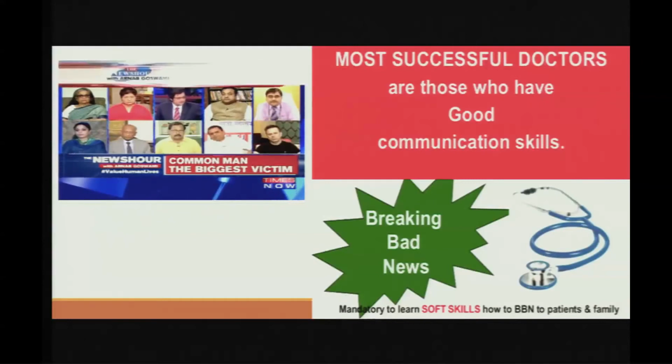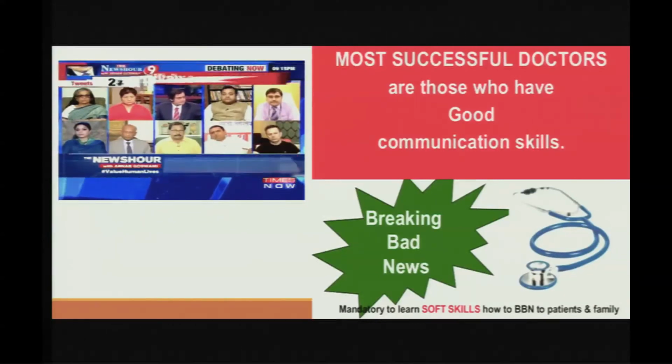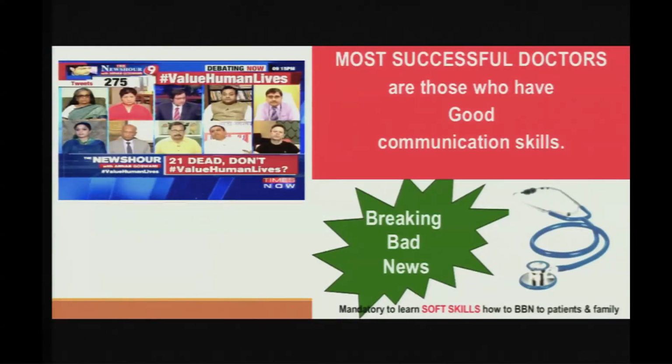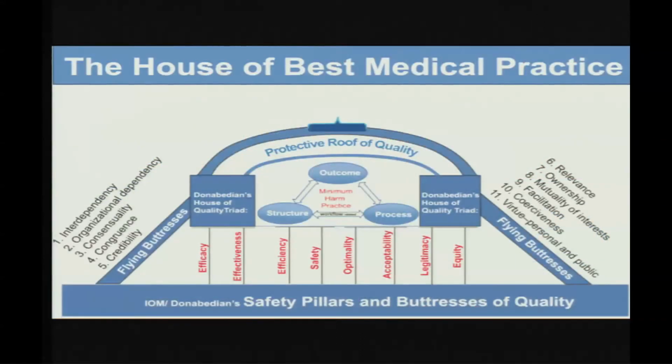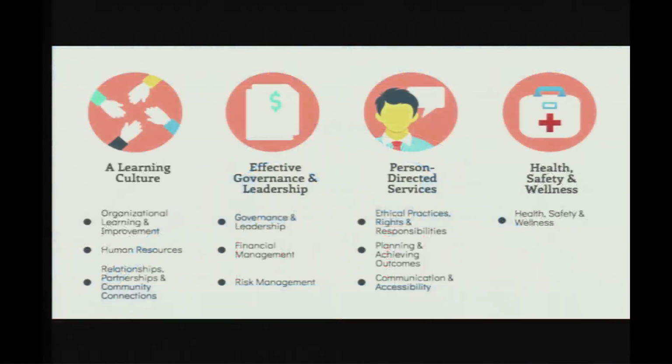You also need to learn certain communication skills, because most successful doctors are those who have good communication skills. You also need to really learn how to break bad news. So the house of safe and best medical practice is based on structure, process and outcome. Apart from that, there is an ancillary protective roof of quality based on these seven premises: efficacy, effectiveness, efficiency, safety, legitimacy, and equity.